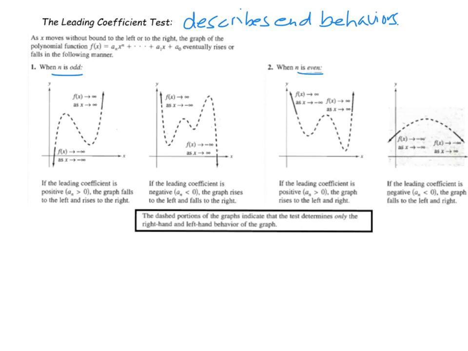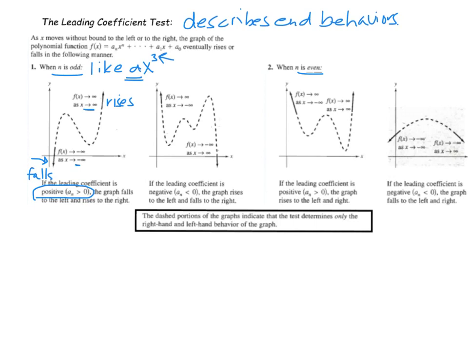When a degree is odd, like ax cubed, for example, that's an odd exponent. Looking at your lead coefficient can tell you some things about your end behavior. If a is positive, on the left side of your graph, it falls or goes towards negative infinity. On the right side of your graph, it rises or goes towards positive infinity.